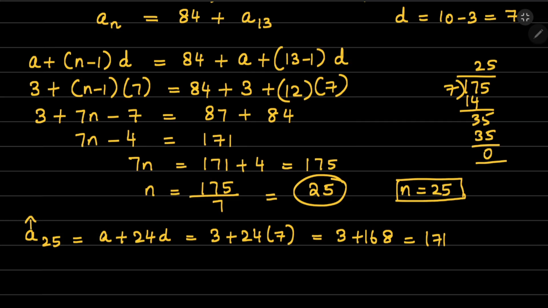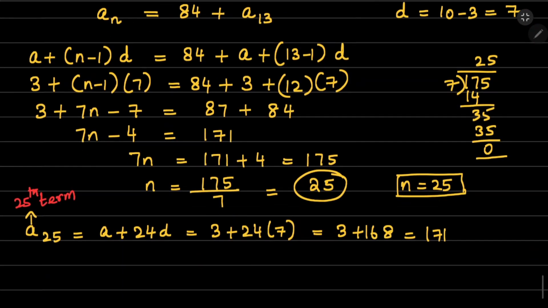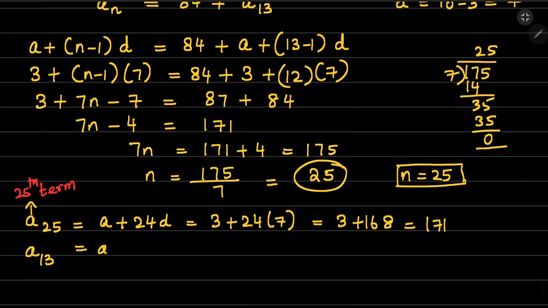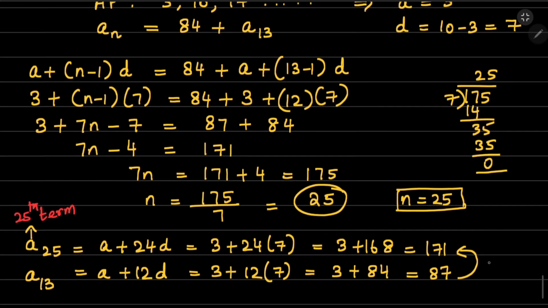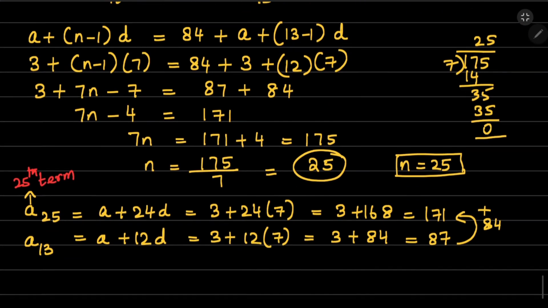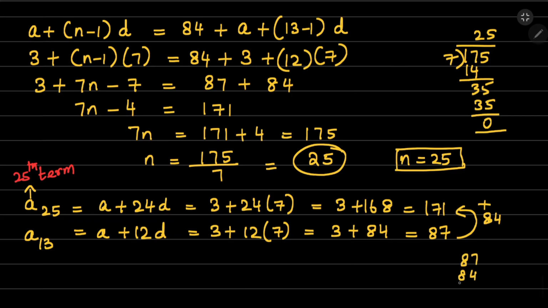What is A25? It means the 25th term, right? Now let us find out the 13th term. What is A13? It will be equal to a plus n minus 1 into d. So 12d. So 3 plus 12 into 7. So 3 plus 84, which is 87. Right? So what is 87 plus 84? How much is 87 plus 84? 87, if you add it with 84, 7 plus 4 is 11. 8 plus 8, 16 plus 1, 17. So you have got 171, right?